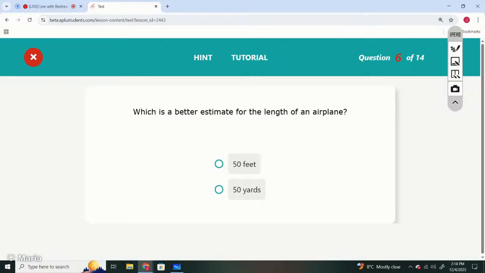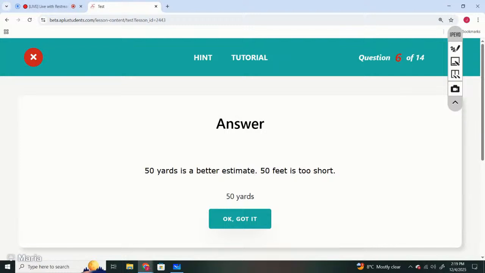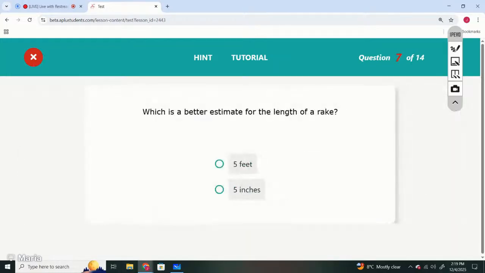Which is the better estimate for the length of an airplane? 50 feet or 50 yards. The length of an airplane would be 50 yards, sorry, not 50 feet. I thought 50 feet also, but it is 50 yards, because 50 feet is too short for an airplane.